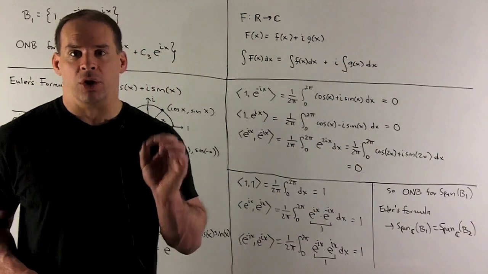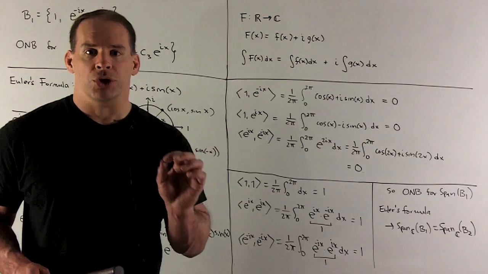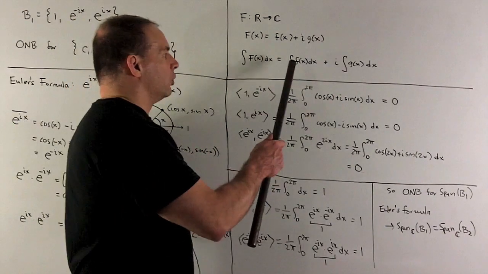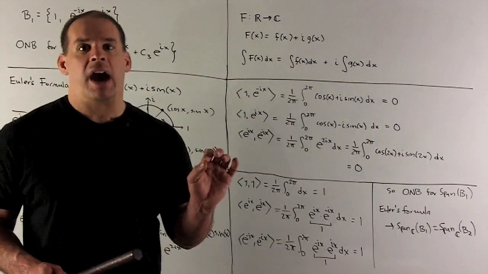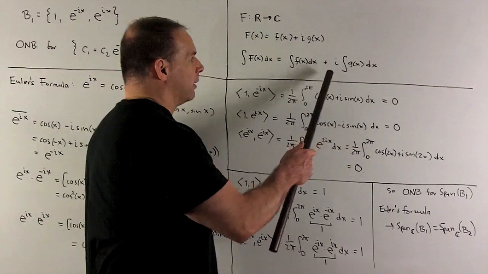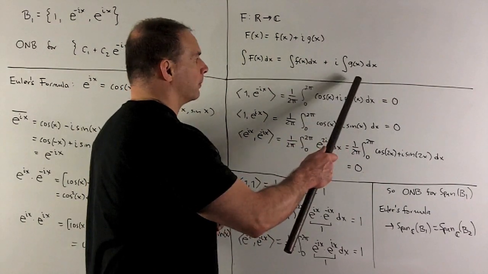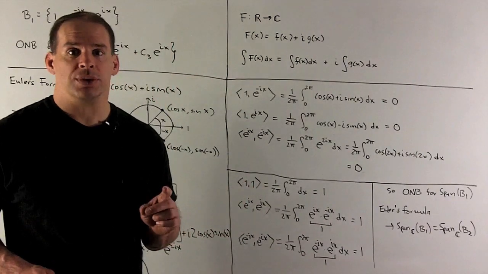Then, if we want to integrate capital F, it does exactly what you think it would do. You're just going to take the integral of your little f, the integral of your g, see what comes out there, and then recombine things at the end by just putting your i back with the g. So that's how I do integration with complex values.